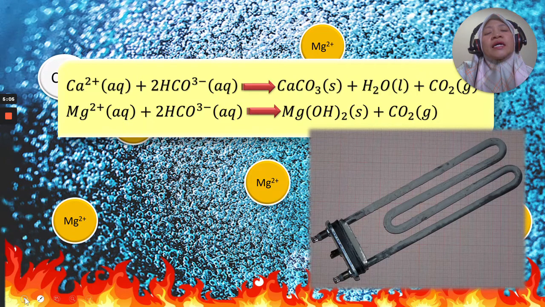Scale normally appears around the heating elements. This photo shows the electrical heating elements in a hot water system. And normally in hot water systems as well, like boilers and heat exchangers, scale can easily be found. We can easily get scale formation if the water is not treated properly before use.